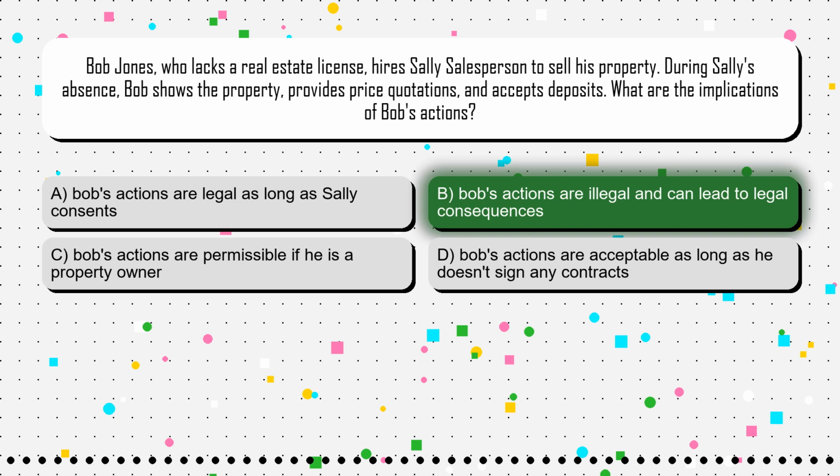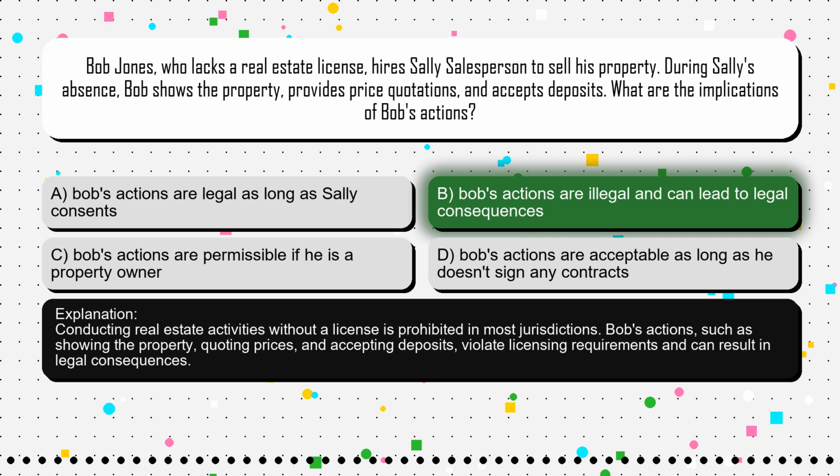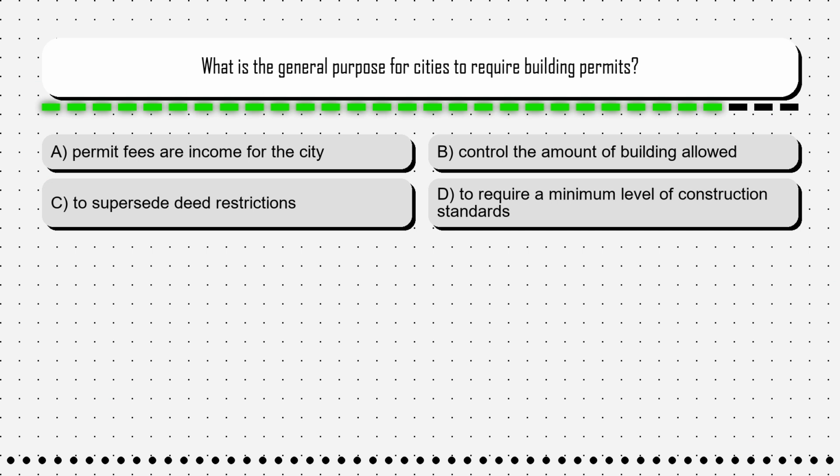The correct answer is option B, Bob's actions are illegal and can lead to legal consequences. Conducting real estate activities without a license is prohibited in most jurisdictions. Bob's actions, such as showing the property, quoting prices, and accepting deposits, violate licensing requirements and can result in legal consequences. Question 10. What is the general purpose for cities to require building permits?